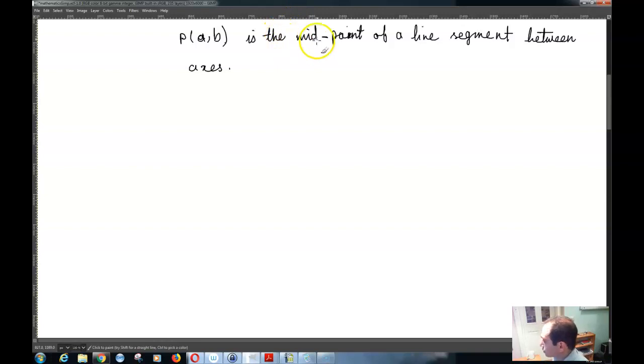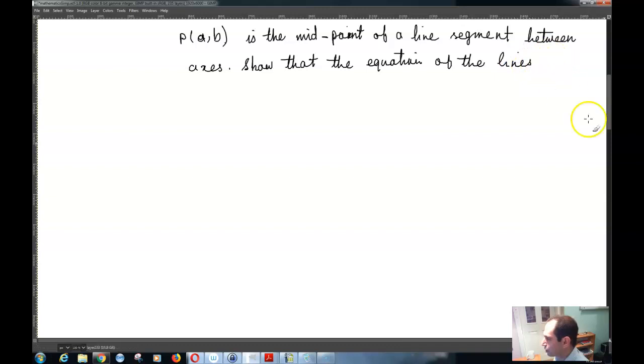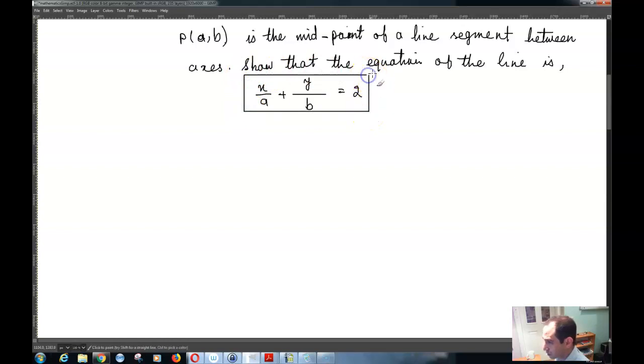Show that the equation of the line is basically x divided by a plus y divided by b is equal to 2. I want to show that the equation of the line is this.